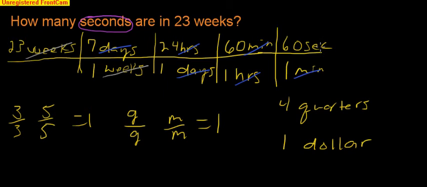So now the unit that I'm left with are seconds, and the unit that I wanted are seconds also. So once you get to this point, most of the work is actually done. So what you're going to do here is you just take everything on top and you multiply it together. So I'm going to take 23 times 7 times 24 times 60 times 60. And once I do that, I'm going to get a pretty big number.